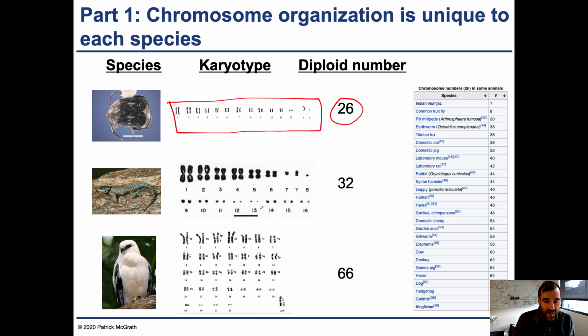The salamander right here has a diploid number of 32, and this bird right here actually has more chromosomes. There are 32 autosomes, and they use a different sex determination system, called ZW in birds, but there are 66 total chromosomes. This table again shows the extreme distributions of chromosome number. Again, this is defined by karyotypes, and you use karyotypes in order to count how many chromosomes there are and then determine whether it is diploid, triploid, etc.